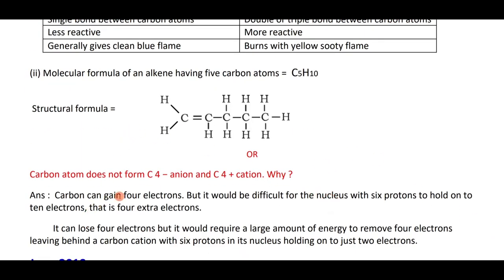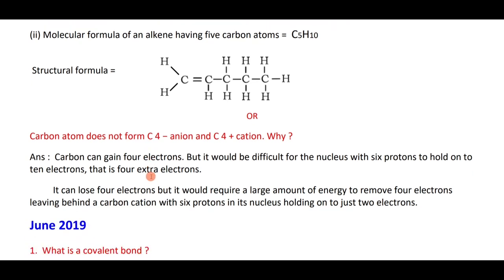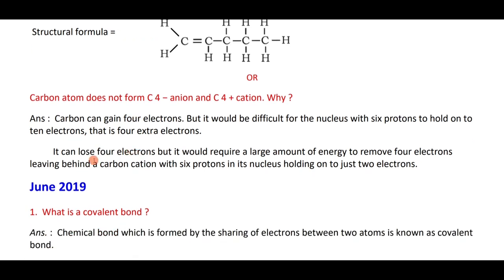Carbon does not form a C4- anion or C4+ cation. Carbon can gain 4 electrons, but it will be very difficult for a nucleus with 6 protons to hold on to 10 electrons, that is 4 extra electrons. It can lose 4 electrons, but it requires a large amount of energy to remove 4 electrons, leaving behind a carbon nucleus with 6 protons. Hence carbon cannot lose or gain 4 electrons. Instead, it shares electrons and forms bonds. That is why it forms covalent compounds.